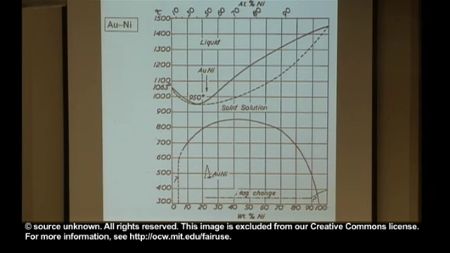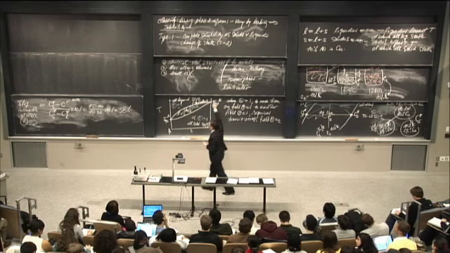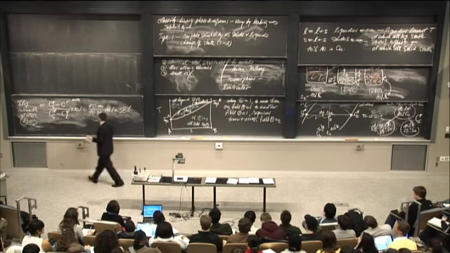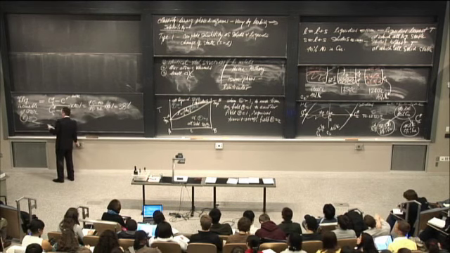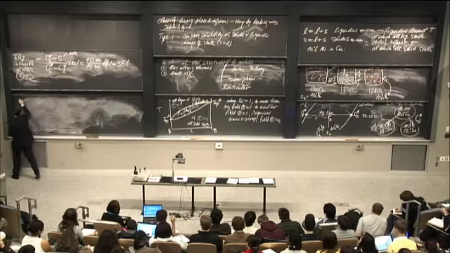Now I want to look at a second type of phase diagram. So the first type of phase diagram was complete solubility. Now the second type of phase diagram has partial solubility. So let's look at that one. So I call this type 2.